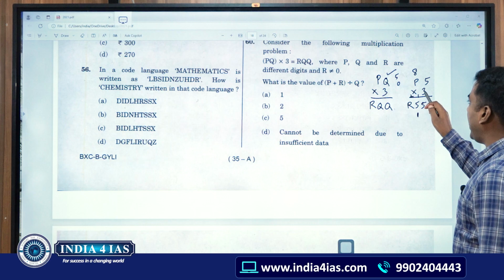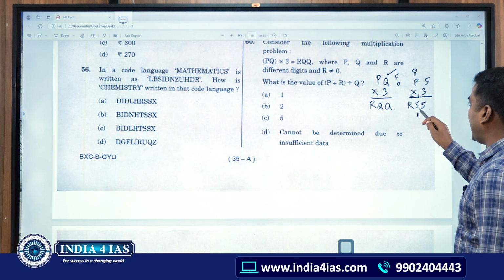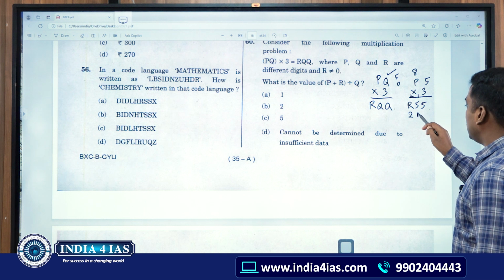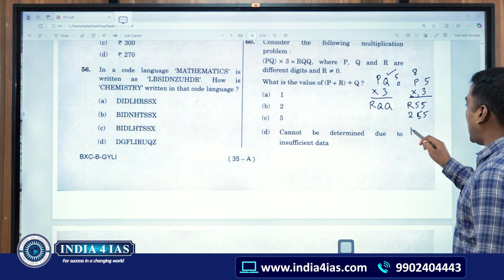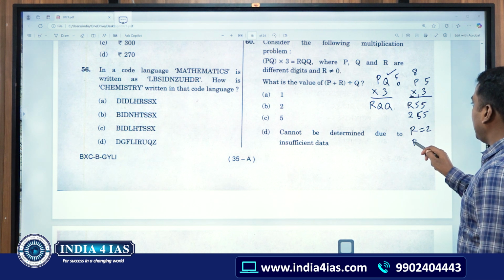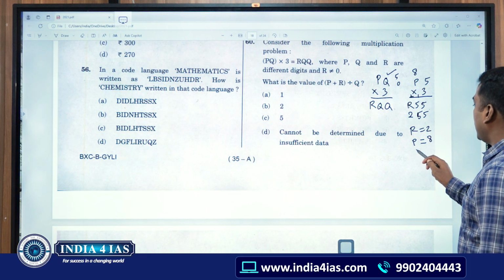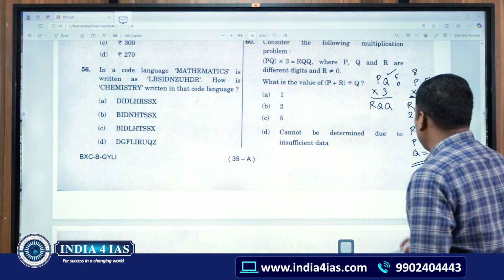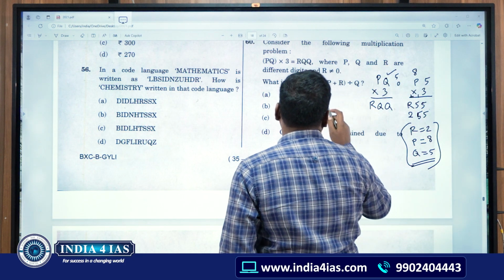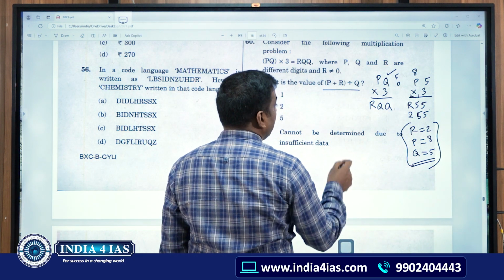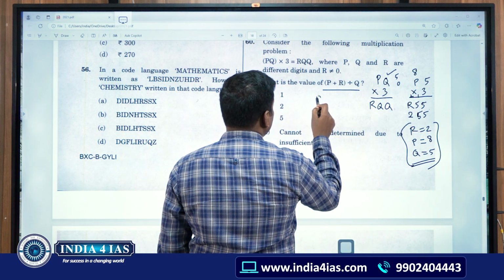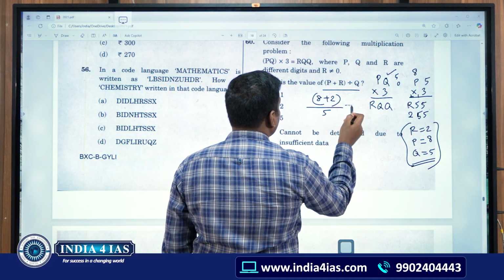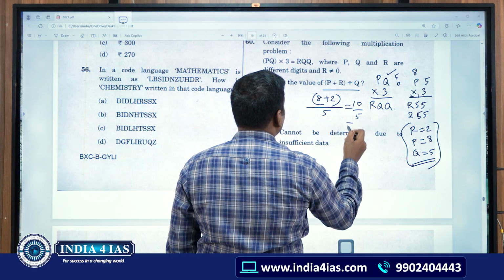So if P is equal to 8, 3 8s are 24 plus 1 25, then this R will be equal to 2. So this will be 255. So R is equal to 2 and P is equal to 8 and Q is equal to 5. So only in this case we will get this proposition. So P plus R is equal to 8 plus 2 divided by Q is equal to 5. So 10 by 5 is equal to 2.